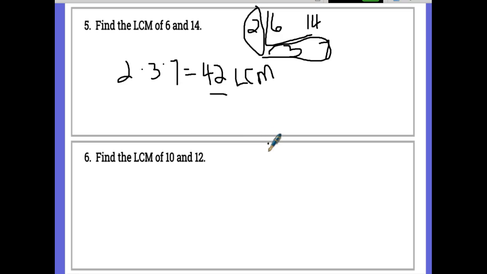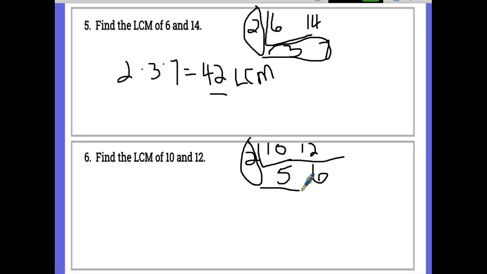Now we're going to look at 10 and 12. And we're going to do the same thing. Set up the structure for the ladder method. And 2 is the smallest prime number. 2 times 5 is 10. 2 times 6 is 12. I can't pull out any of the prime numbers, so I'm going to circle these.